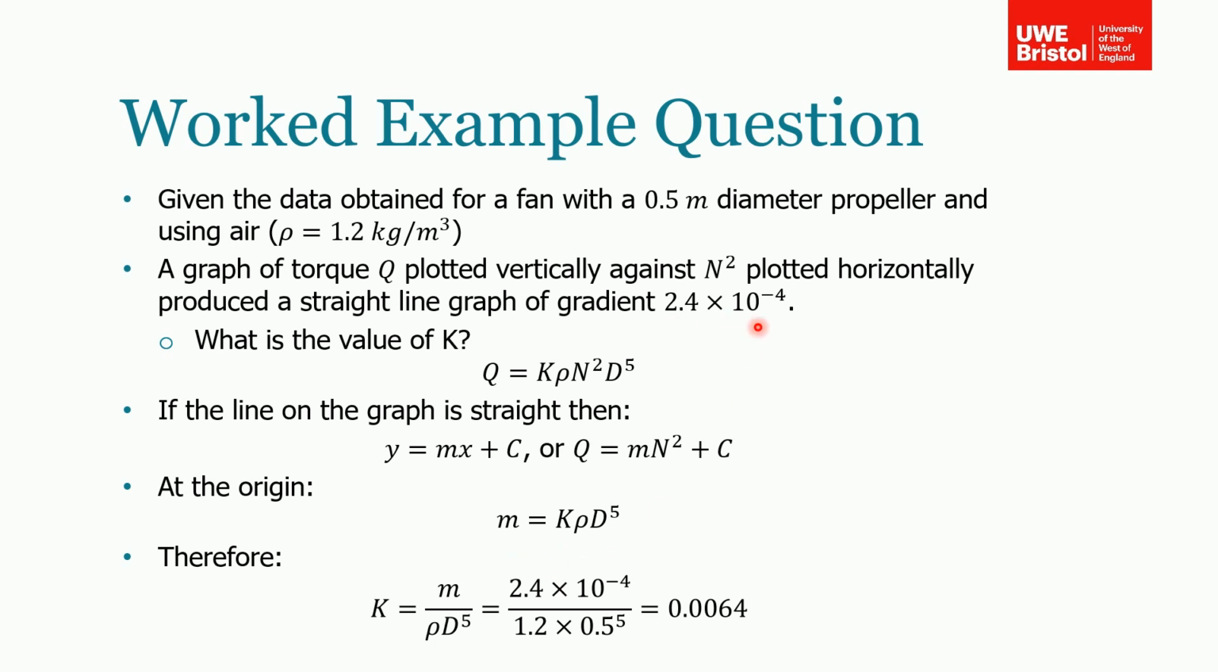We were given that in the question, and we divide that through by the density and the diameter of the fan, which again we know, and so that gives us the constant for this fan, which is 0.0064. So now we have the relationship for torque based on the independent variables that describe this process.